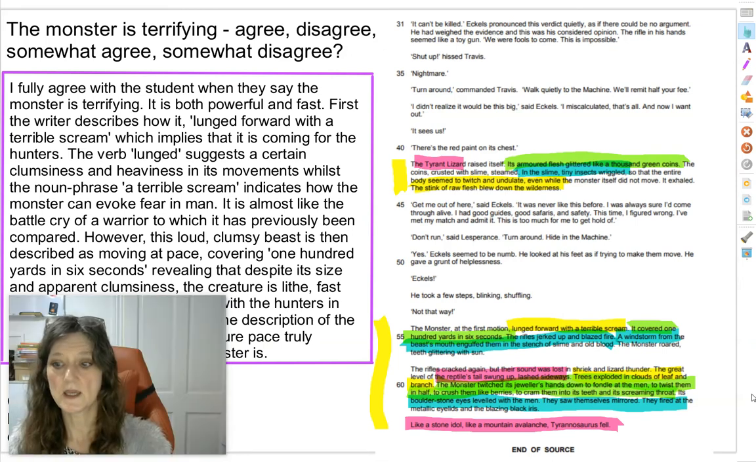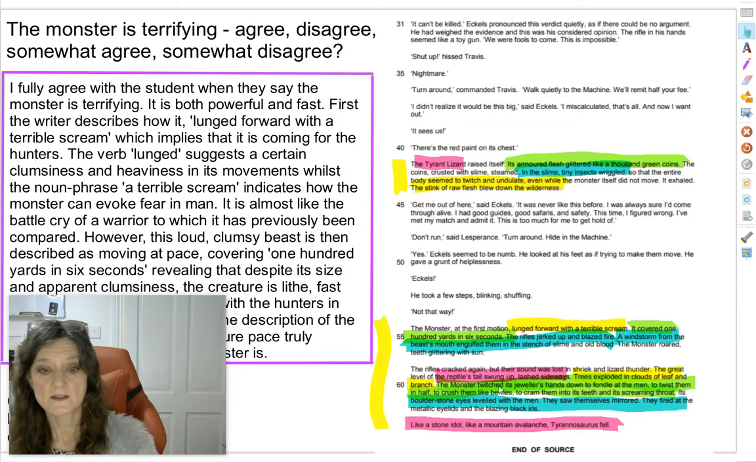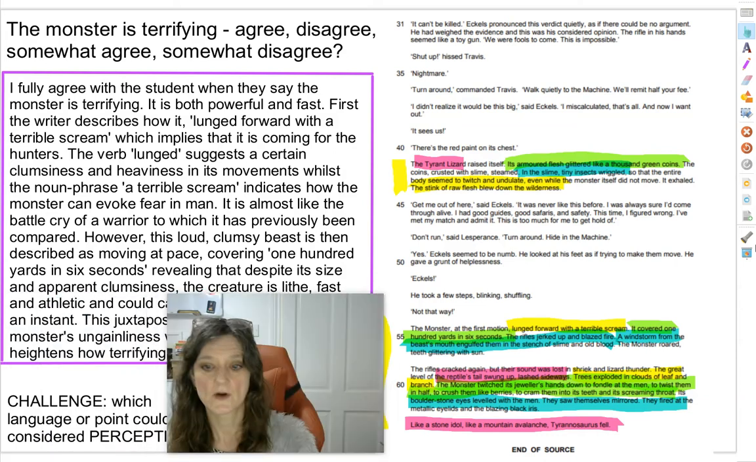Okay, you can have a look here and you can see where I have annotated. And to see that the monster is terrifying is in two main sections. That's this little paragraph here. So the Tyrant Lizard raised itself, its armored flesh glittered like 1,000 green coins, coins crusted with slime steamed. In the slime, tiny insects wriggled, so the entire body seemed to twitch and undulate, even while the monster itself did not move. It exhaled, the stink of raw flesh blew down on the wilderness.